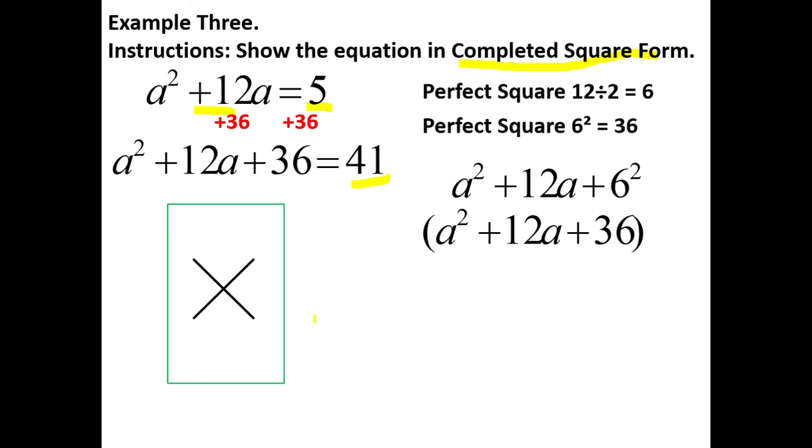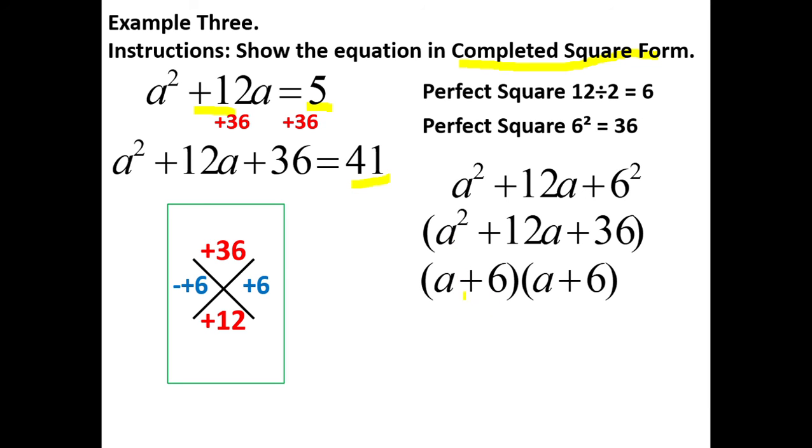We run it through the puzzle box, and that number goes to the top. That number, plus 12, goes to the bottom. And our two sides: what times what is 36, and you add the two sides to get to 12? Well, 6 times 6 is 36, and 6 plus 6 is 12. So then we get our two factors, a plus 6 and a plus 6.